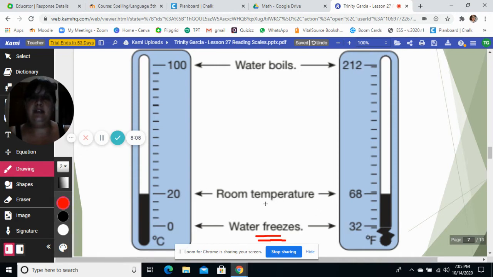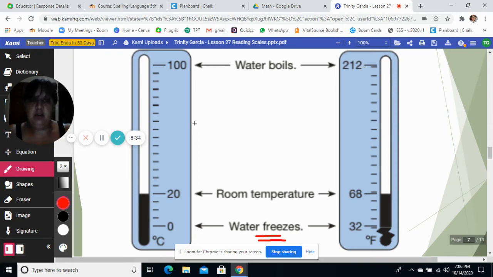We have room temperature. Okay, now this does not mean the temperature of your specific room. It's just an average temperature we call room temperature, which would be 20 degrees Celsius and 68 degrees Fahrenheit. And then we know water boils at 100 degrees Celsius or 212 degrees in Fahrenheit.